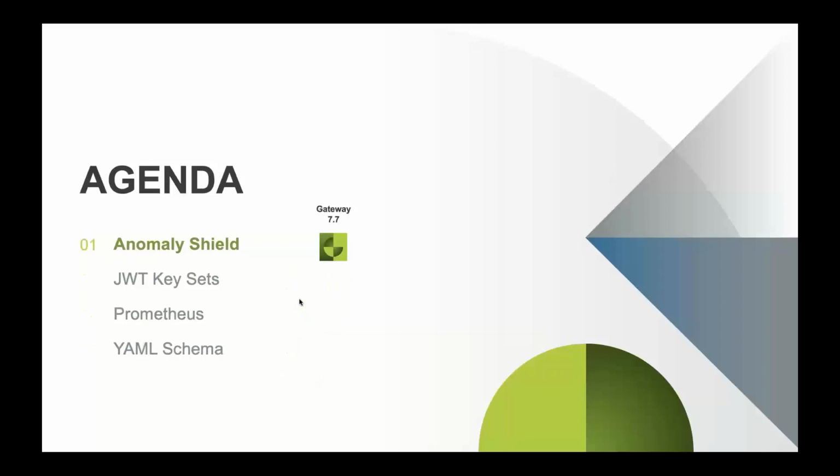So let's start with the Airlock Anomaly Shield. But before going into what's new in 7.7, I'd like to address some general questions about the Anomaly Shield, like why do we need it? What is it doing? How does it extend the Airlock Gateway's features?